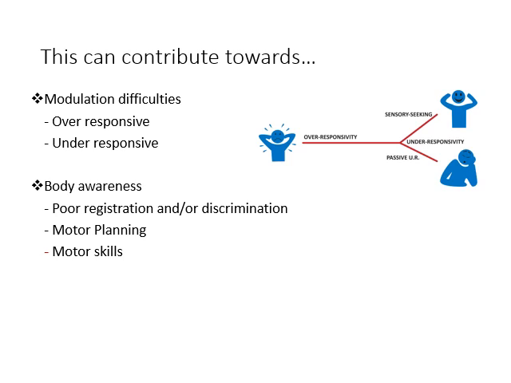Sensory processing difficulties can also contribute towards having poor body awareness, which we discussed earlier in relation to proprioception. This includes having poor registration and/or discrimination, difficulties with motor planning and difficulties with motor skills. In these circumstances, children can struggle to organise their bodies and prepare for a motor task. They may appear very clumsy and uncoordinated.